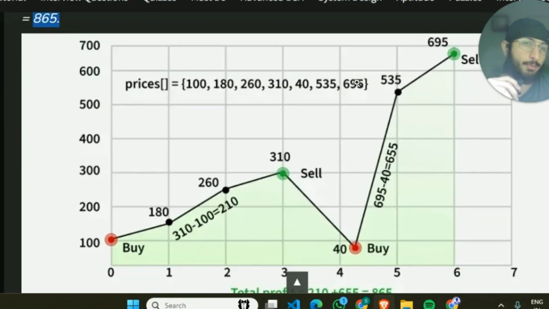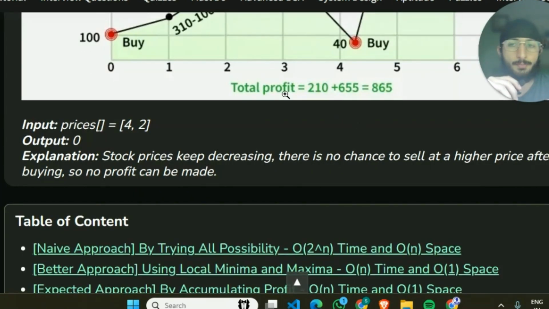And this is the graphical representation of this. So you can see we buy at this point at day 0 at cost 100, and sell it at a price of 310 on day 3. Then buy again at 40 on day 4, and then sell it at an amount of 695 on day 6. So the total profit we acquired is 1,065. That is the difference between 310 and 100, and 695 and 40. We add these two and we get an answer.